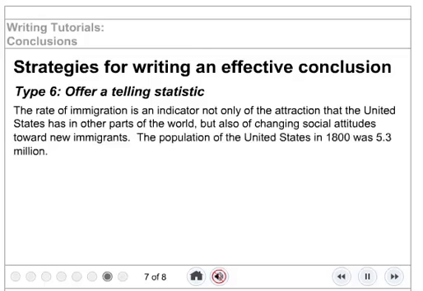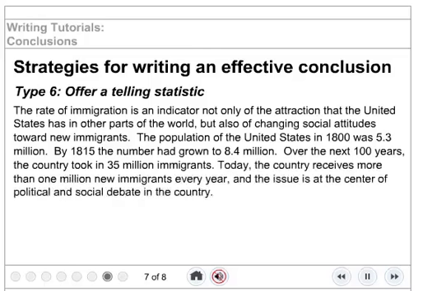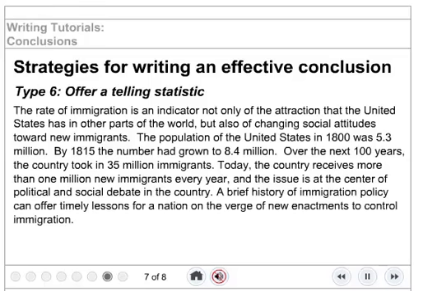The population of the United States in 1800 was 5.3 million. By 1815, the number had grown to 8.4 million. Over the next 100 years, the country took in 35 million immigrants. Today, the country receives more than 1 million new immigrants every year, and the issue is at the center of political and social debate in the country. A brief history of immigration policy can offer timely lessons for a nation on the verge of new enactments to control immigration.